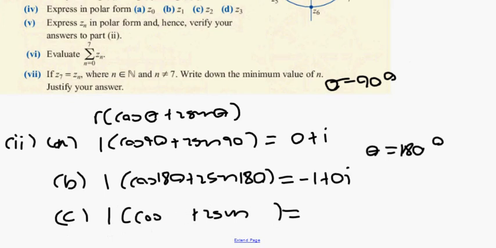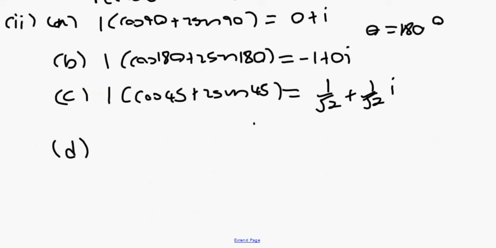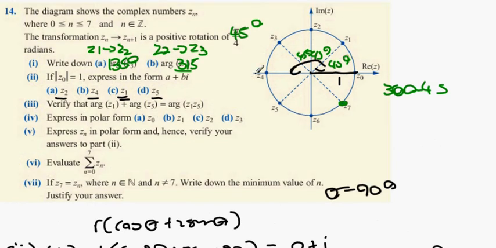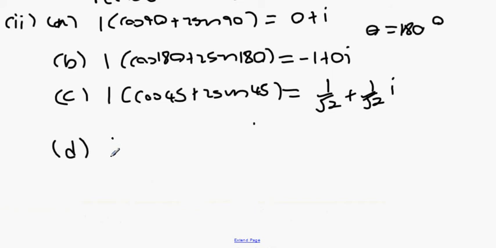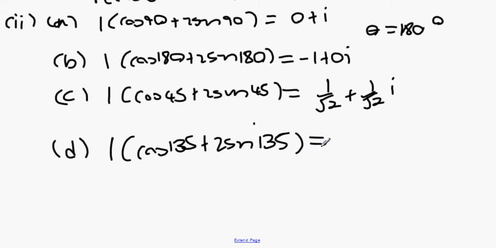So, 45, and what we get here is 1 over root 2 plus 1 over root 2 i when you multiply it out. And finally D is Z3, and Z3, as we all know, is 135 degrees, so it's going to be 1 cos 135 plus i sine 135, and what we get this time around is going to be minus 1 over root 2 plus 1 over root 2 i.